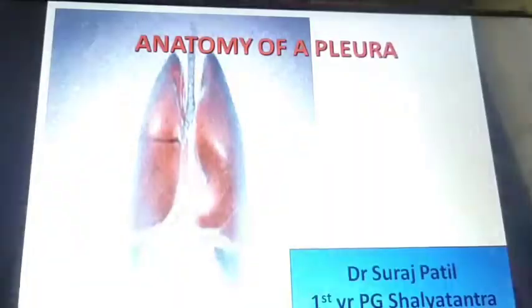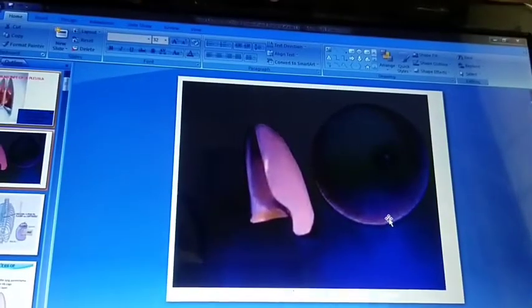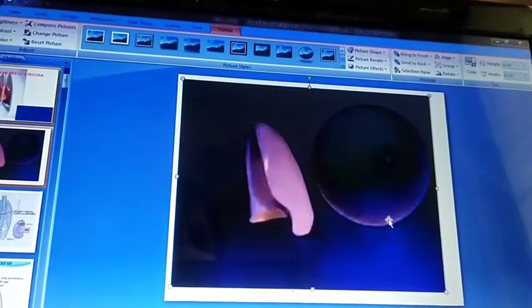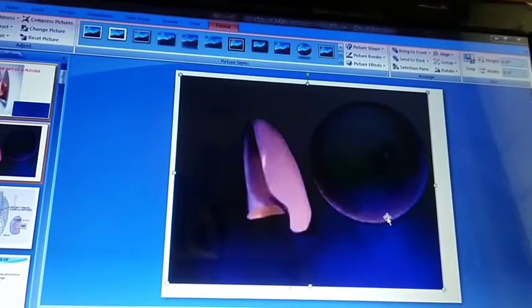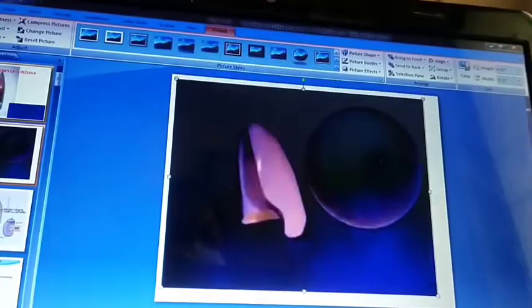In this picture you can see it is GF. It is not working. Okay, it is one video is there how the peritoneum is covers the lung. Okay, it is not working.